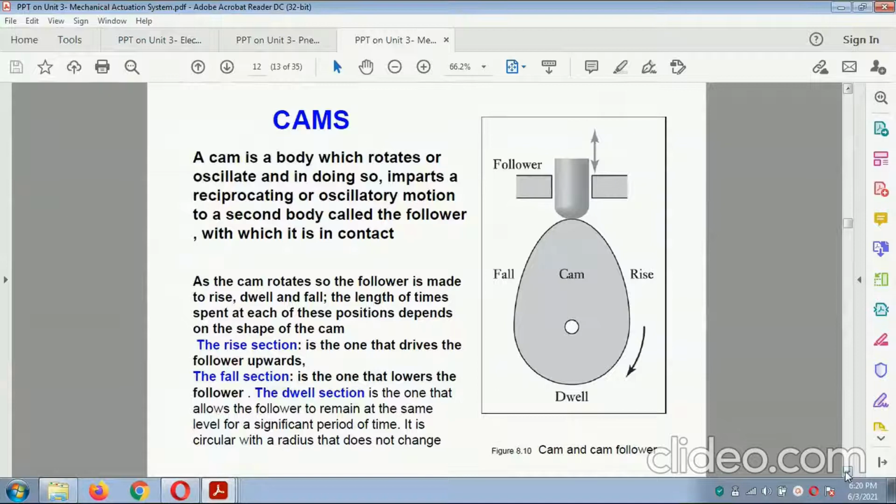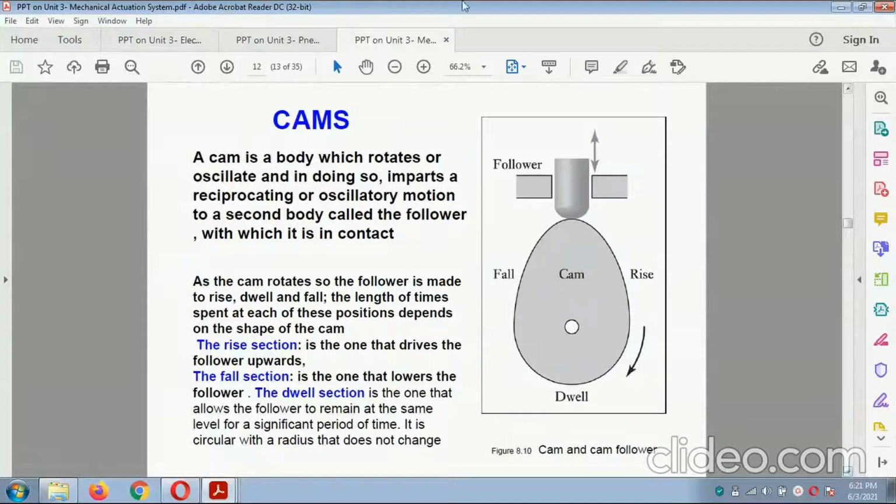The rise section is the one which drives the follower upward. The fall section is the one that lowers the follower. The dwell section is one that allows the follower to remain at the same level for a significant period of time, and it is circular with a radius that does not change.